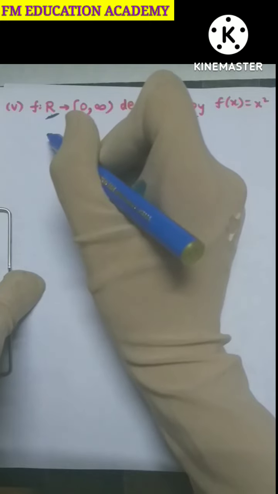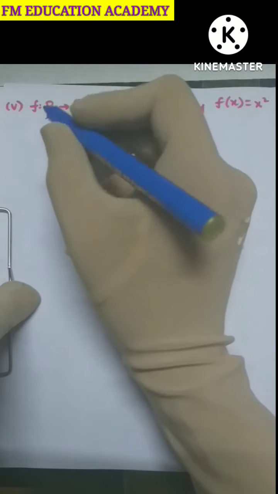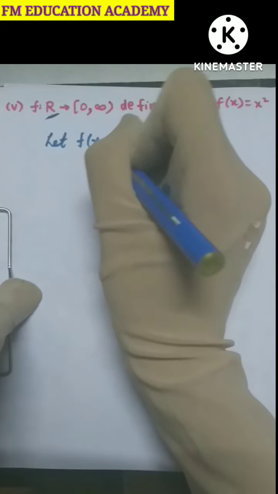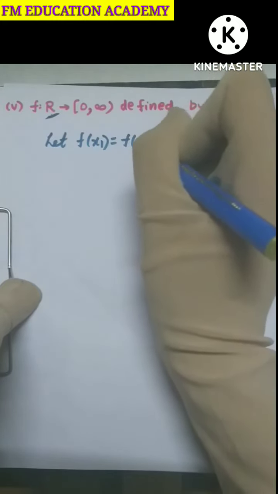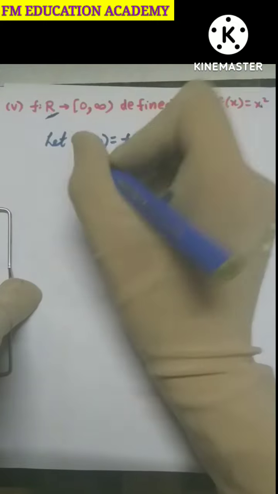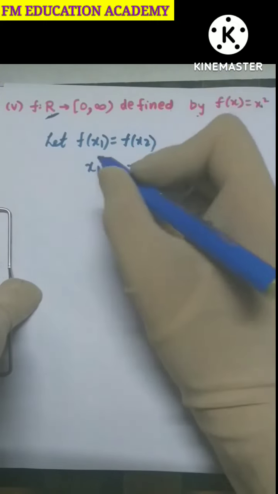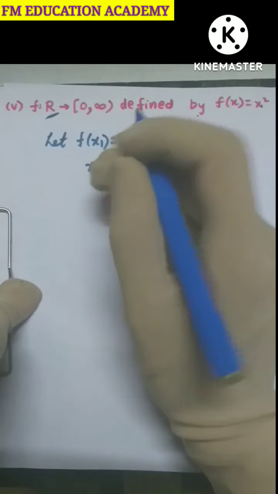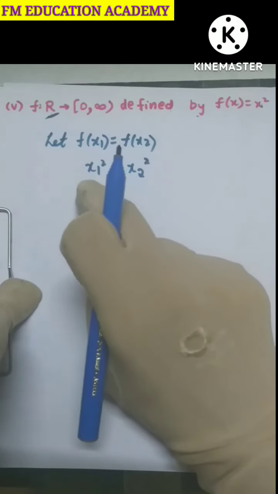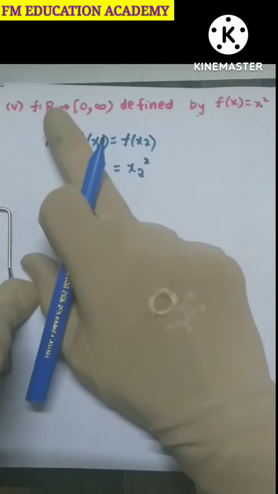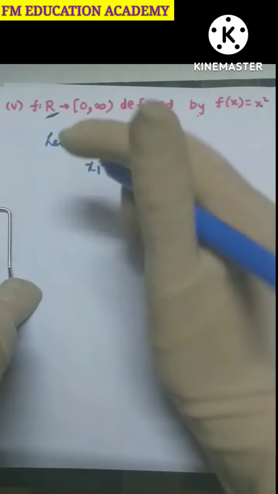So first of all, let us find out if it is an injection or not. How to find out if it is an injection? Let f of x1 is equal to f of x2. Here f of x is given as x square, so x1 square is equal to x2 square. But here, can we cancel these two powers? No. Why? Because we need to find out the value of x1. To find out the value of x1, we know that they are ranging from real numbers. Negative values will also come here.